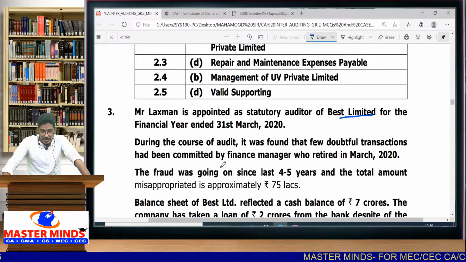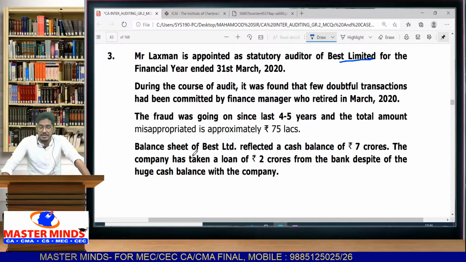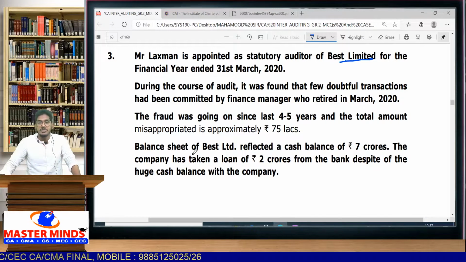So there was some finance manager who retired in the month of March. He found that there are a few doubtful transactions committed by this finance manager. So what are they? The fraud was going on since the last 4 or 5 years and the total amount misappropriated is approximately 75 lakhs.